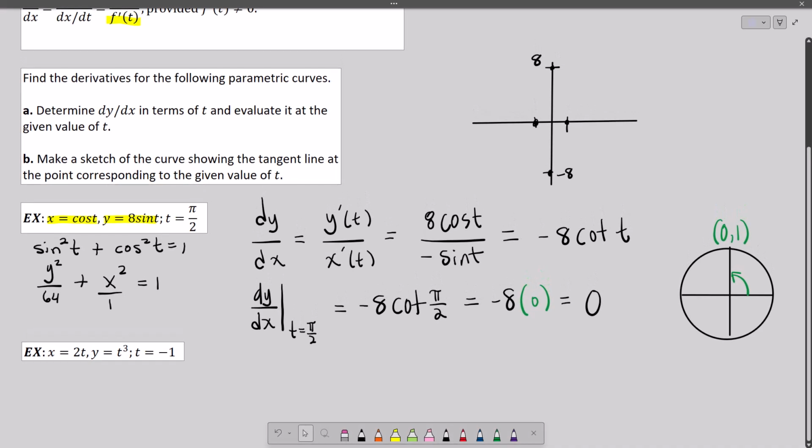Let's see. Do I remember how to graph? I don't know. Let's see. If I do that, I will do it. That's pretty good. Not too bad. So there's our ellipse.